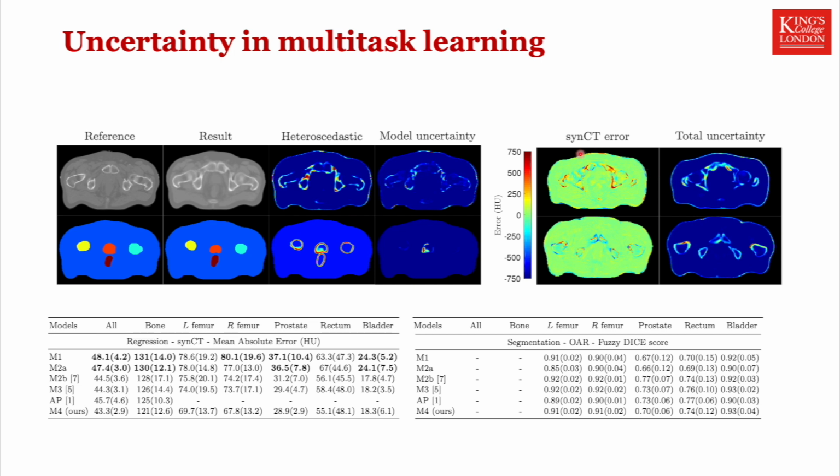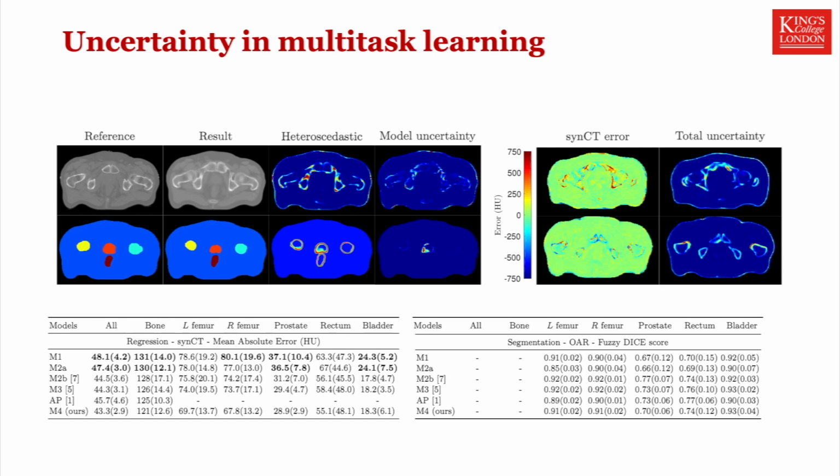You also see that the errors between the prediction and the ground truth are highly correlated with the uncertainty that is predicted, the total uncertainty. So we see that where the network makes a mistake, the network kind of knows that the mistake is going to be made because it predicts that there's a high uncertainty.